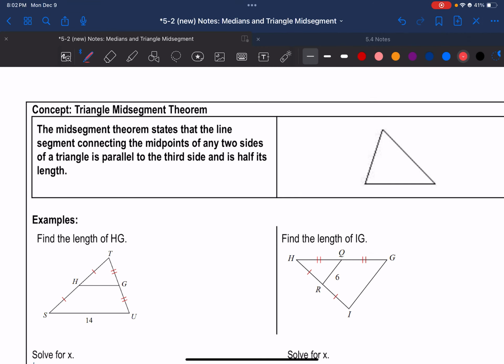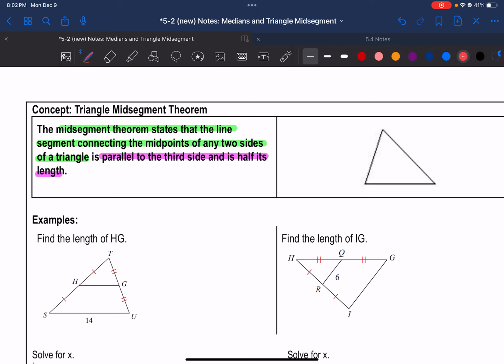All right, so the second page of our notes, we have the triangle mid-segment theorem. The mid-segment theorem states that the line segment connecting the midpoints of any two sides of a triangle is parallel to the third and half of its length.